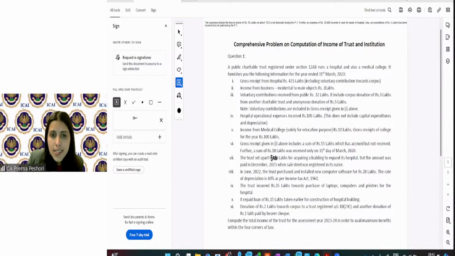The trust set apart rupees 80 lakh for acquiring a building to expand its hospital. But the amount was paid in December 2023 when the sale deed was registered in its name. So what will you do in this particular situation? Amount set apart for acquisition of the building. Whether this will be allowed.